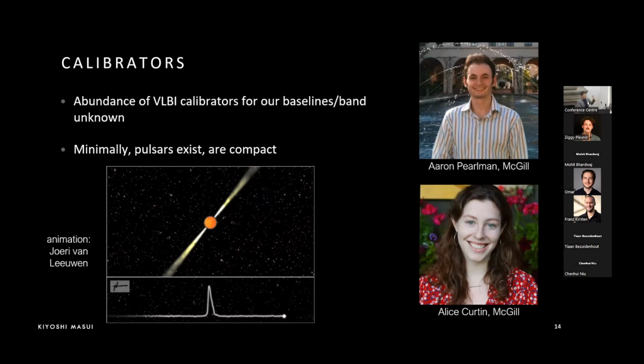But what we do know is that pulsars exist. That's the minimal set of calibrators that we know have to work. These pulsars are guaranteed to be point sources. They're guaranteed to be visible by CHIME. And so there's heroic work being done to make sure that we have this minimal set of calibrators that are guaranteed to work, even if we don't have a good handle on our more traditional continuum calibrators in our band.